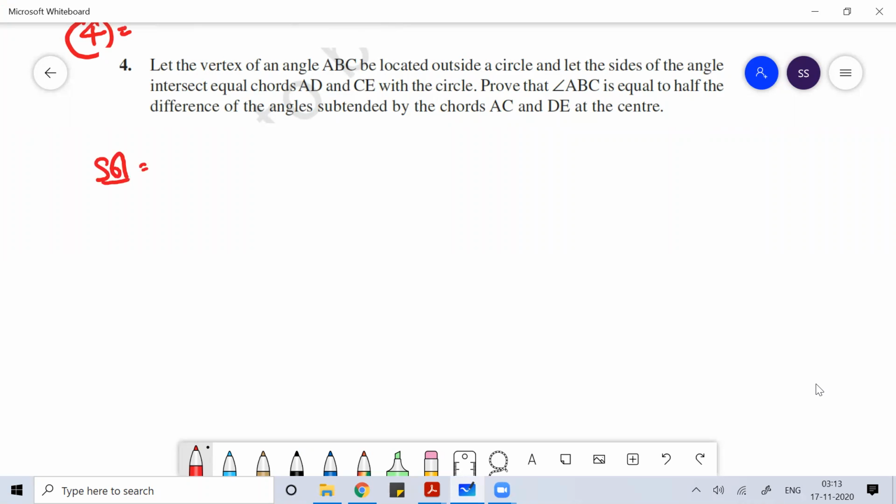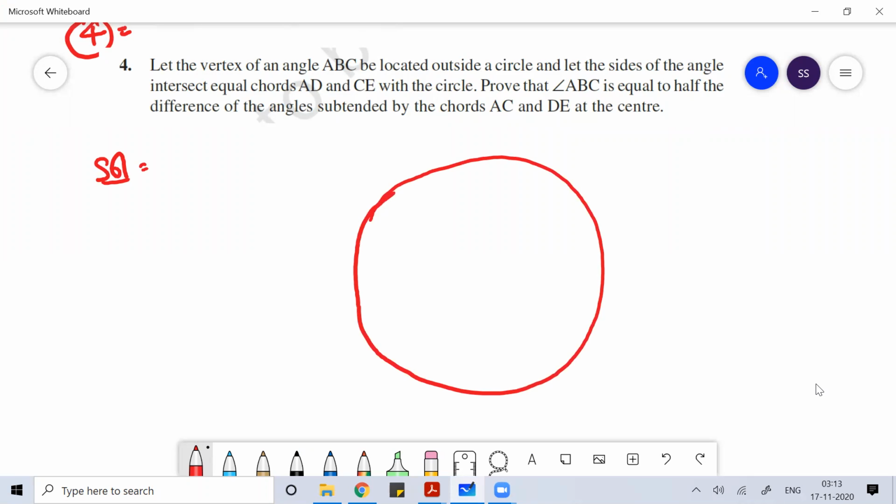So let me first draw the diagram. Suppose this is the circle. Let the vertex of the angle ABC be located outside the circle, and let the sides of the angle intersect equal chords AD and CE with the circle. So this is AD, this is ED and CE.